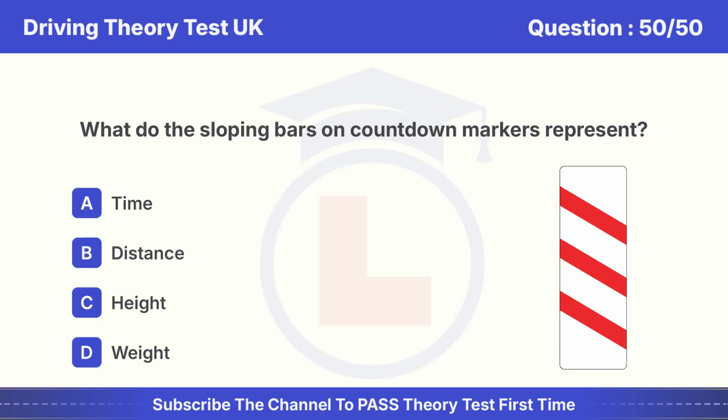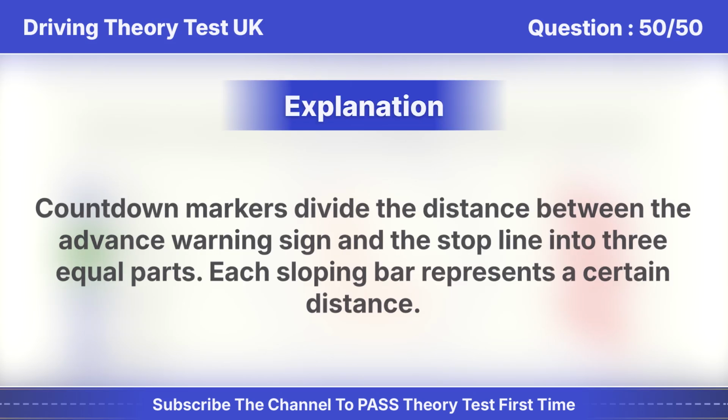Question 50. What do the sloping bars on countdown markers represent? Answer is B. Distance. Countdown markers divide the distance between the advance warning sign and the stop line into 3 equal parts. Each sloping bar represents a certain distance.